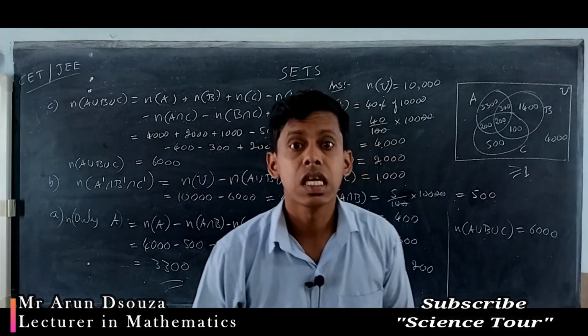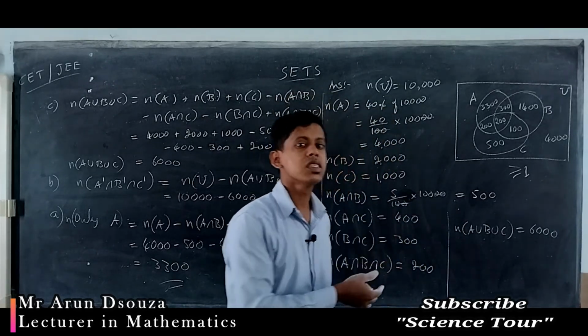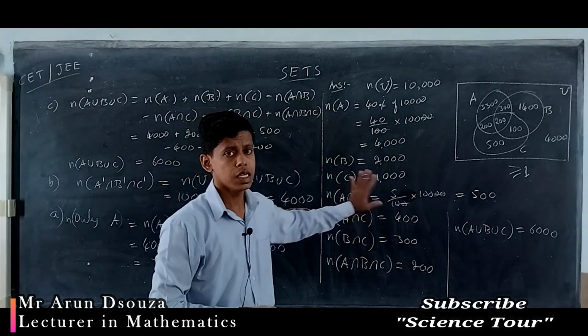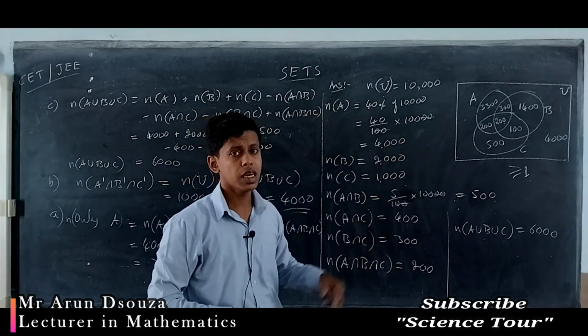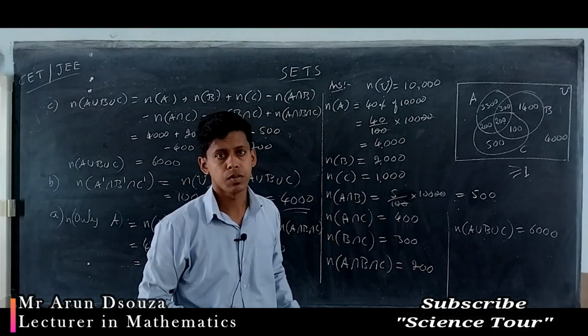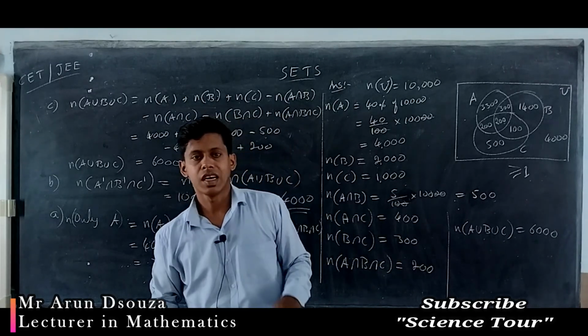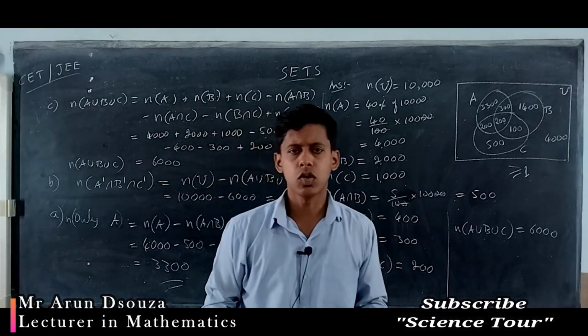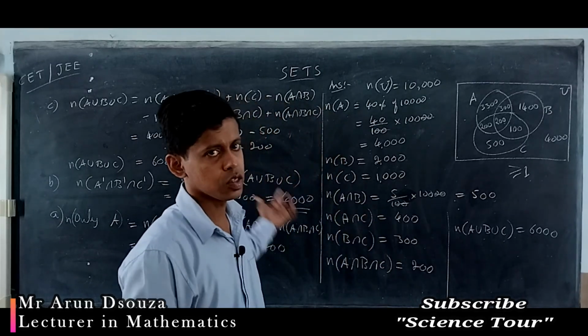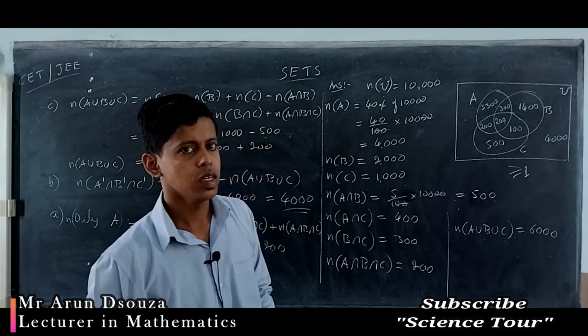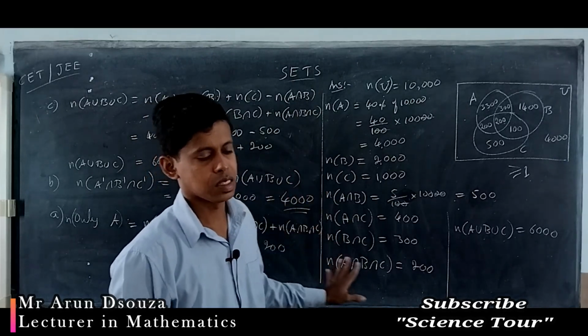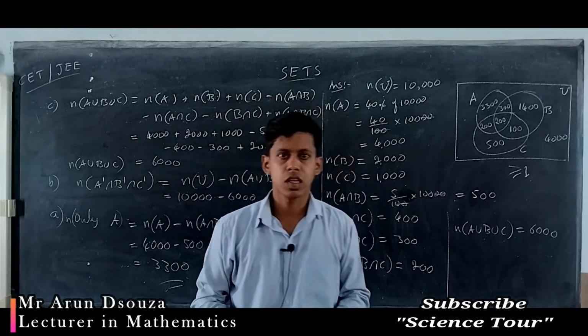So best is the Venn diagram. Venn diagram is very easy. When all the data is at your disposal, using the Venn diagram you can solve any given question. Except when this is not given, you can't go for the Venn diagram. It's quite difficult. You can go to the Venn diagram and then use the formula, otherwise directly you can go for the formula. That's best.